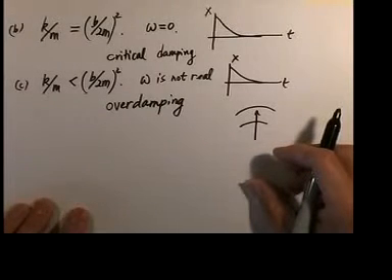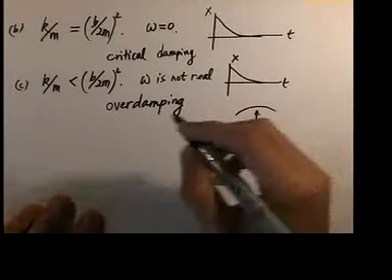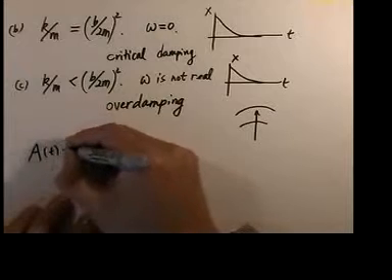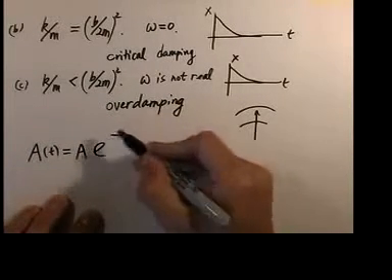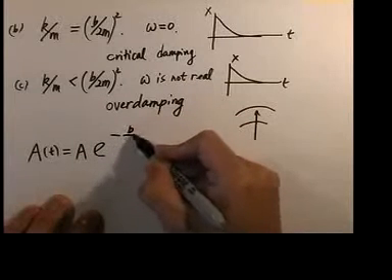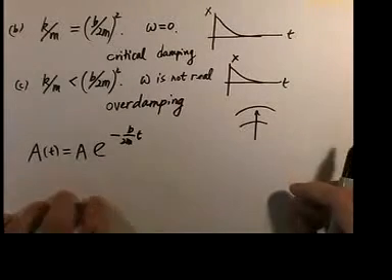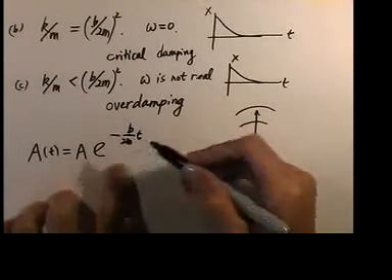Next, let's look at the value of c. The amplitude as a function of time is A, that is just a constant, e to the power negative ct. c is b over 2m. So b over 2m times t. The damping constant, the decay constant here is b over 2m.